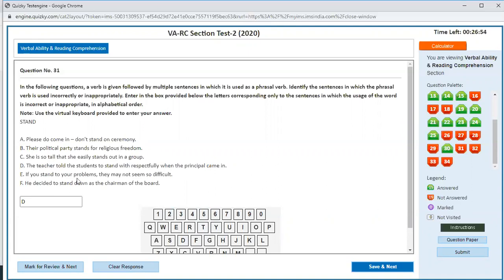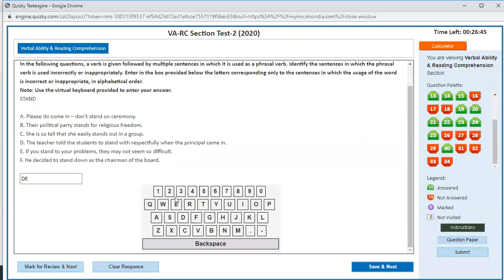If you stand up to your problems, okay. Again, E is also incorrect. He decided to stand down as the chairman of the board. Okay, step down, stand down, step down is the same thing, guys. It's fine. Okay, D and E are incorrect.